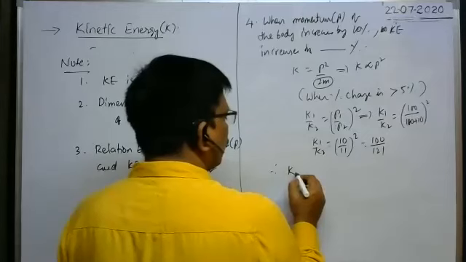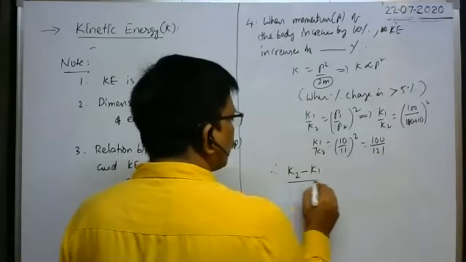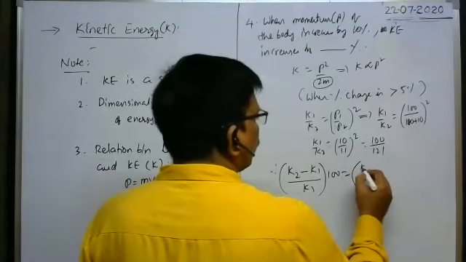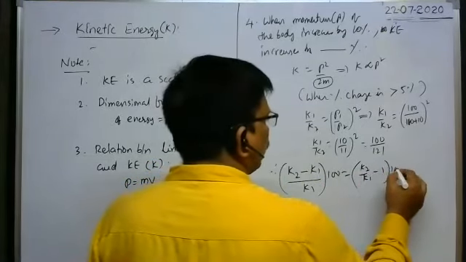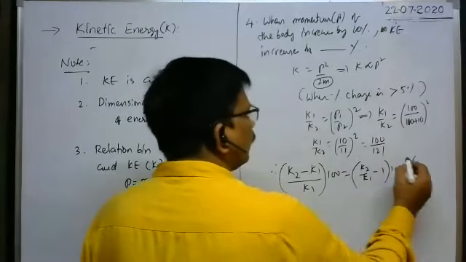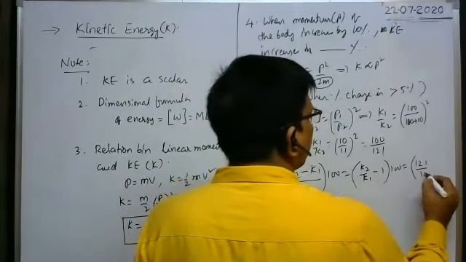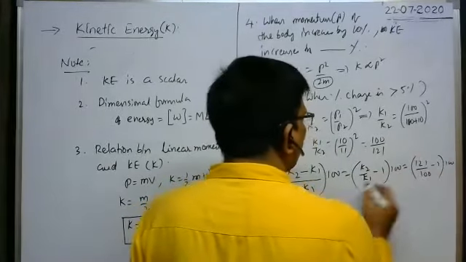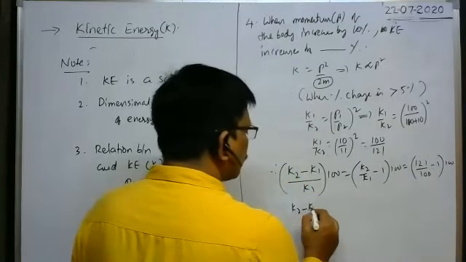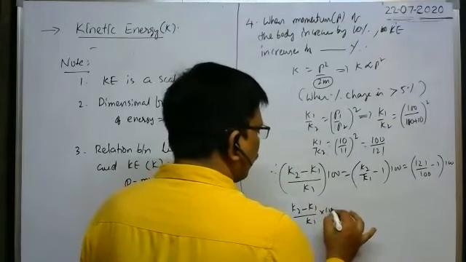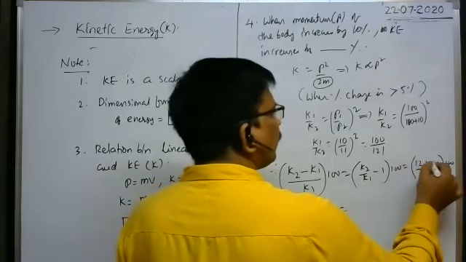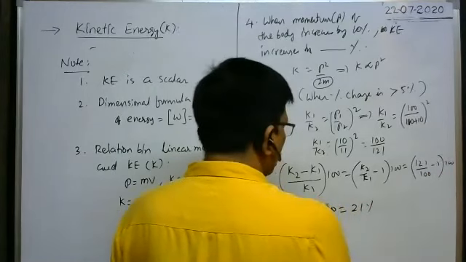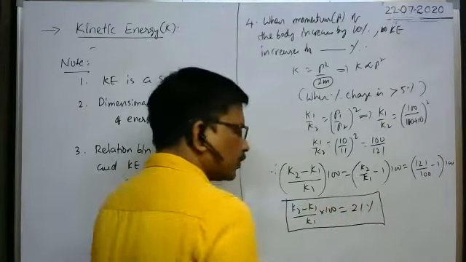Percentage change in kinetic energy means final kinetic energy minus initial kinetic energy, whole by initial kinetic energy, into 100. That is equal to, split them, K2 by K1 minus 1, into 100. K2 by K1 is 121 by 100, minus 1, into 100. Therefore, (K2 minus K1) by K1 into 100 is equal to, when you take LCM, 21 by 100 into 100. So 21%. So the kinetic energy increased by 21%.